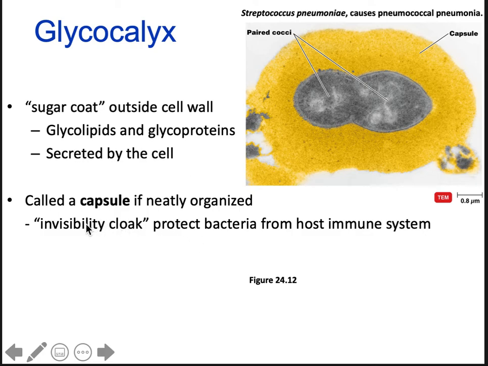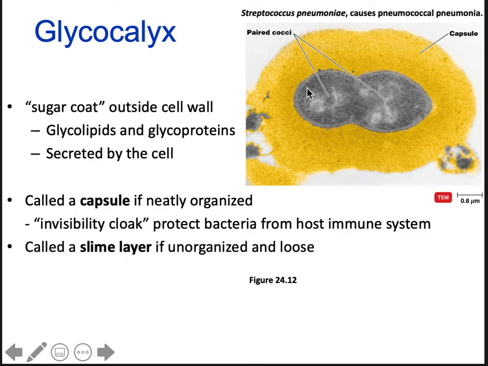So we call it an invisibility cloak because our immune system has a really hard time being able to do anything with a capsule like this. All of the surface antigens, or the majority of the surface antigens, are being covered up. So if we cannot access the surface of the cell wall, then we lose a lot of our strategies for fighting. So, invisibility cloak.